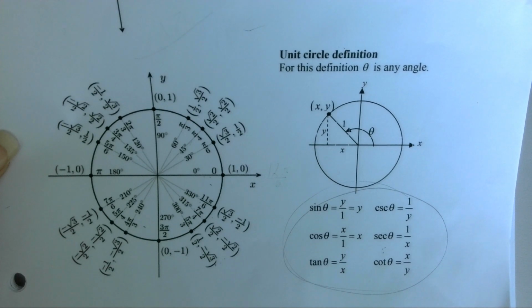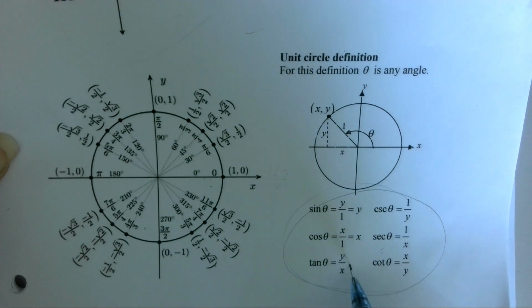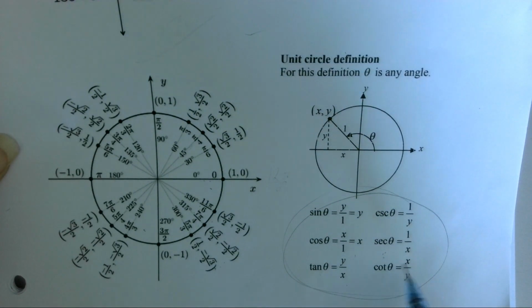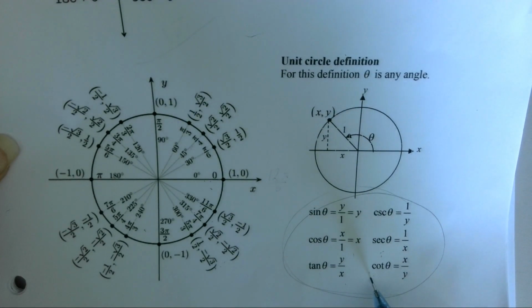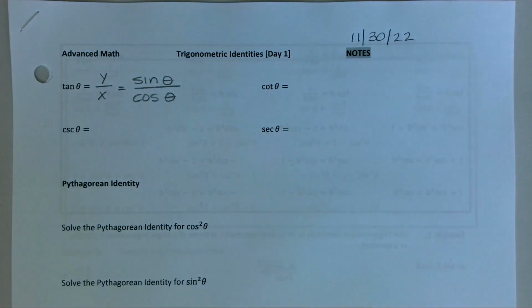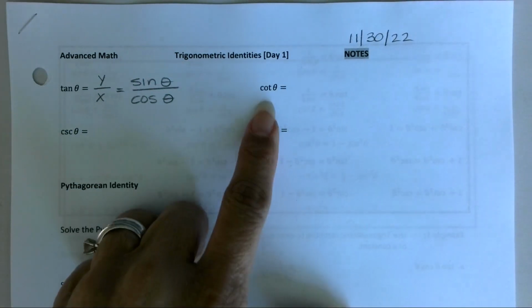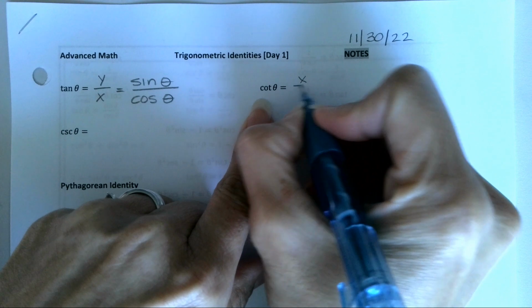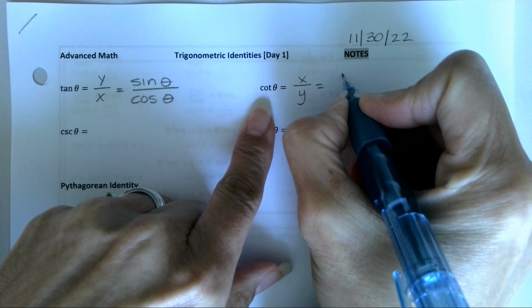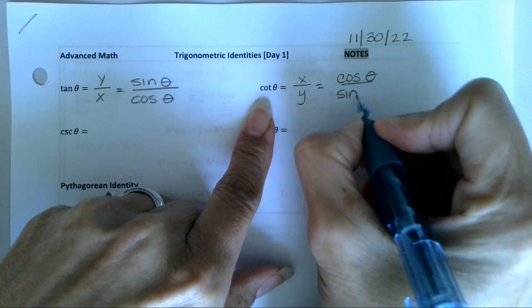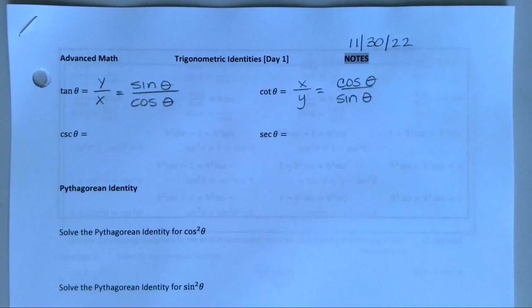Okay? Sine was y, cosine was x, tangent was y over x, and those are your reciprocals. So we are moving away from these formulas and rewriting them in trig format. Okay? So that's what I'm trying to draw your attention to. So instead of cotangent being x over y, we are going to write it as cosine of theta over sine of theta. Okay. Cosine of theta over sine of theta.